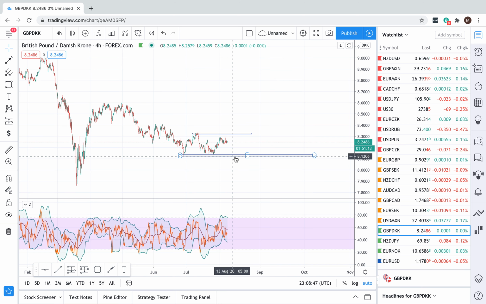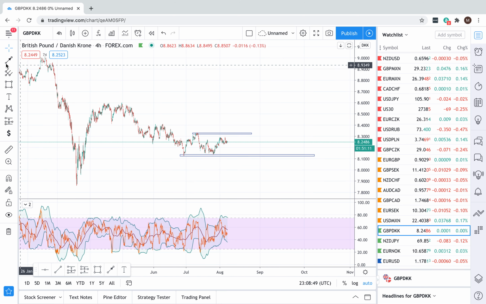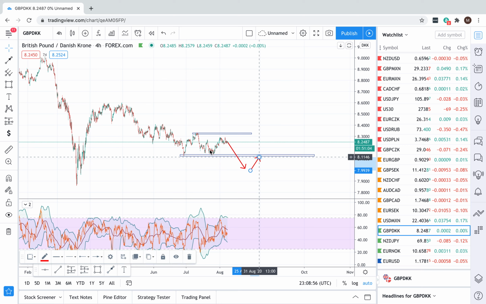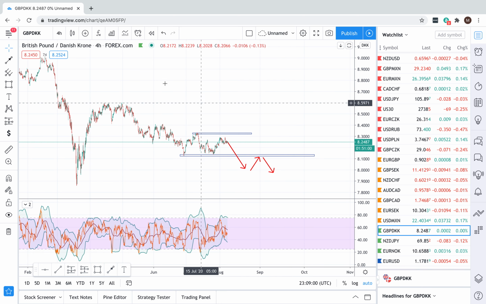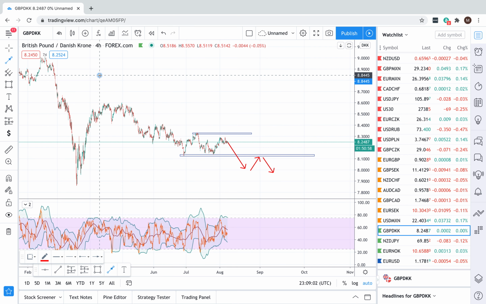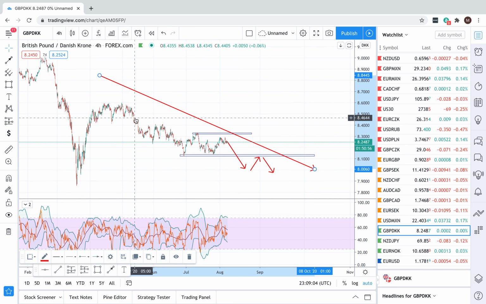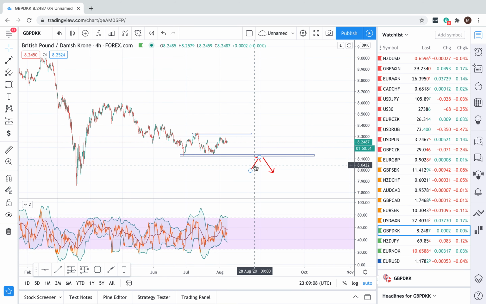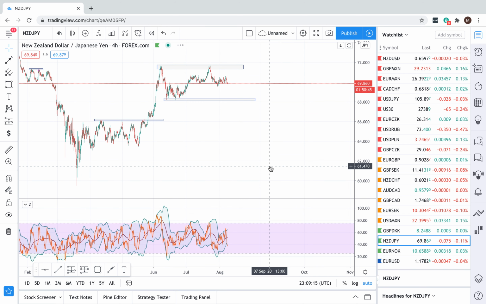GBP DKK, same thing. I'd wait for a break of this zone below and the retest to go in short, because it's still on an overall downtrend. But if price breaks this level above the zone I have above, I would wait for a new zone to form, break that, and I'd go in long.